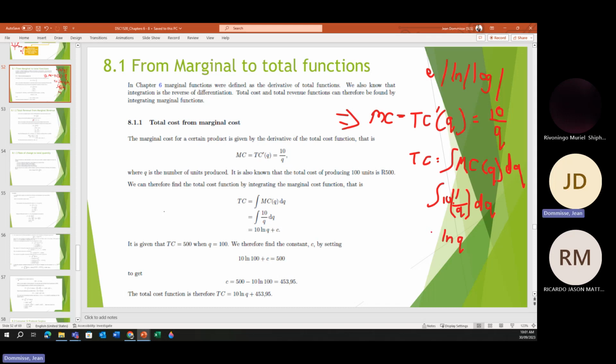Okay, the 10 will be there, and again, add the C, but nobody's going to look at it as you work it out. So you can probably leave out the C as well. And then they tell us that where Q is the number of units produced, it is also known that the total cost of producing 100 units is 500 Rand.